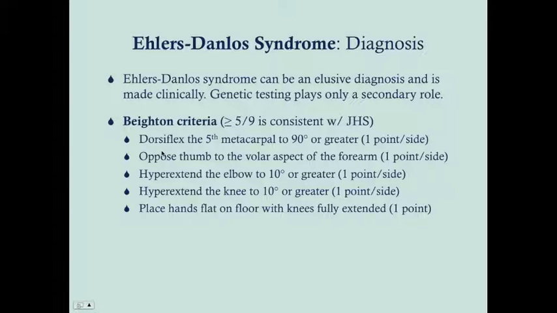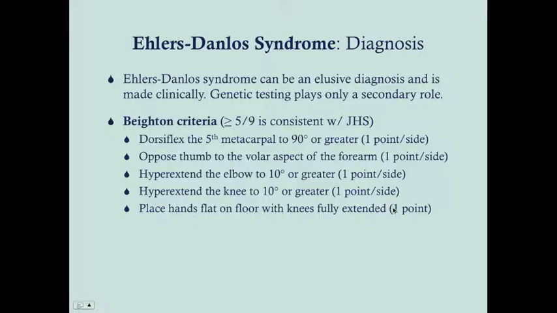You can dorsiflex the 5th metacarpal to 90 degrees or greater, 1 point for each side. You can oppose the thumb to the volar aspect of the forearm, and that's again 1 point per side. If you can hyperextend the elbow to 10 degrees or greater, that's 1 point per side. Hyperextend the knee to 10 degrees or greater, that's 1 point per side. And then if you can place the hands flat on the floor with the knees fully extended, that's 1 point. So I showed you all those pictures of what that looks like.